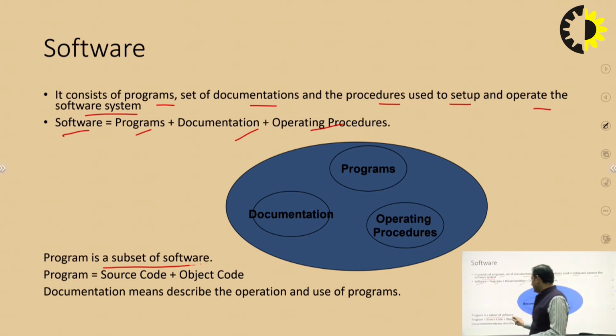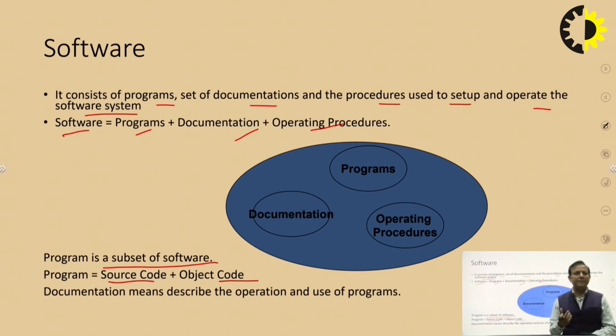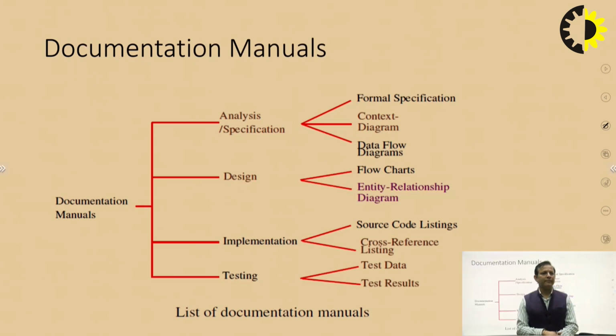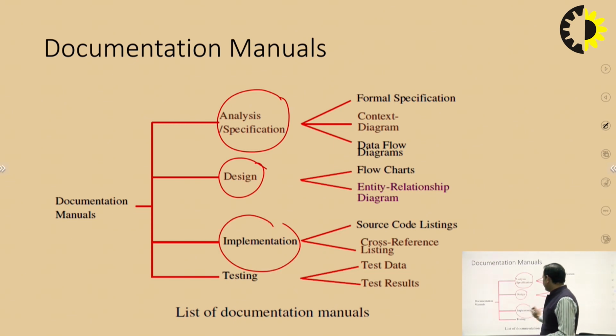Program is basically a subset of software. What does it contain? Source code and object code. Documentation means descriptions of how to operate and how to use the software. Documentation manuals have the analysis, specification, design, how we implement it and how we test it.